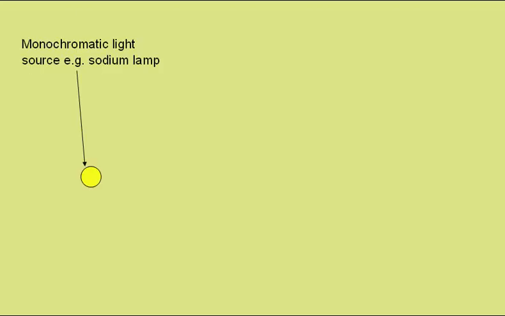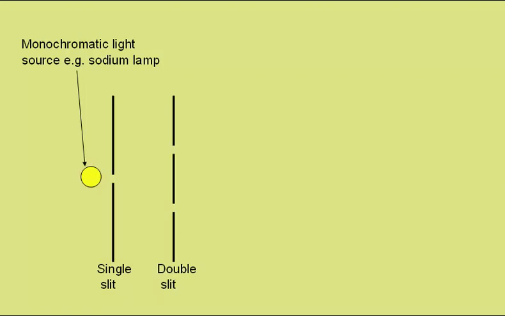What we use is a monochromatic light source, such as a sodium lamp. Monochromatic literally means one colour and therefore one wavelength. We pass the light through a single slit before then passing it through double slits. These two slits then provide our two coherent light sources.